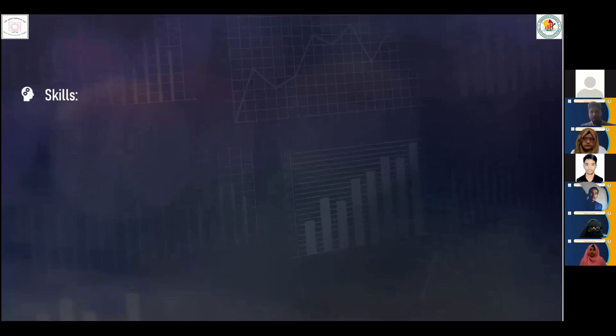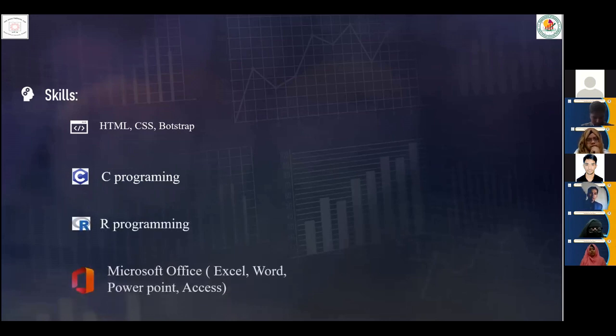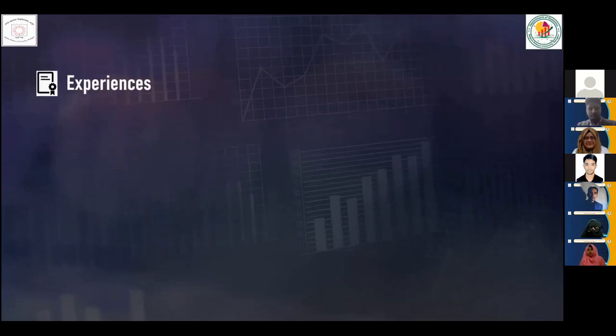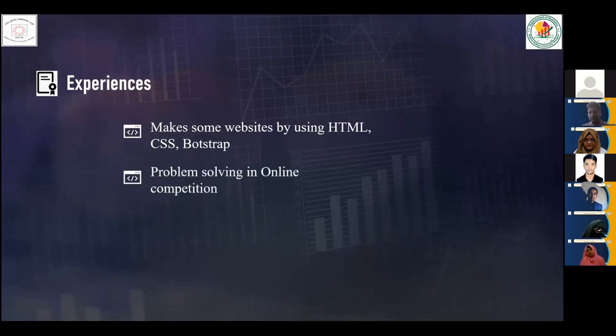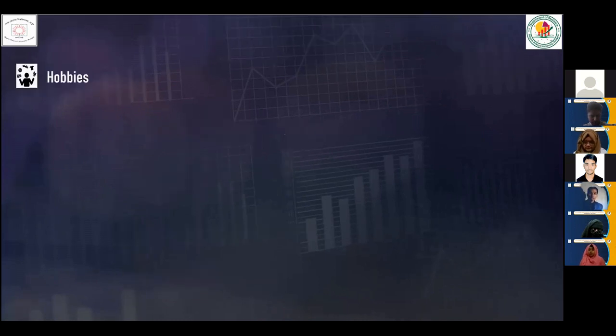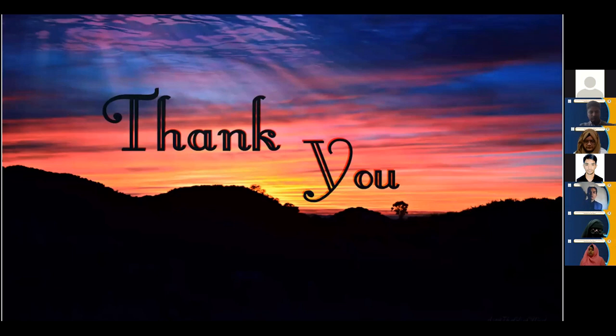Then I have some skills. I am well versed in HTML, CSS, Bootstrap, C programming, and a little bit of R programming, and well versed in Microsoft Office, Excel, Word, PowerPoint, Access. I have some experience. I have already made some websites using HTML, CSS, Bootstrap, and I also participated in problem solving in online competitions, and I am an executive member of Bruda, and I also volunteer at Goody Foundation. Then I have some hobbies: traveling, photography, listening to music, and reading books. That's all about me. Thank you, everyone.